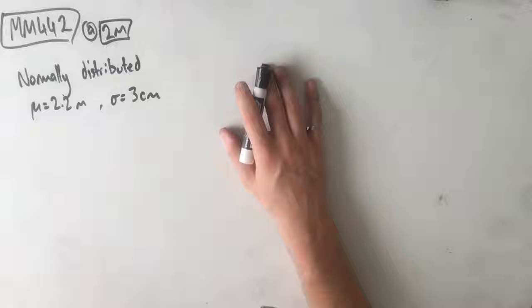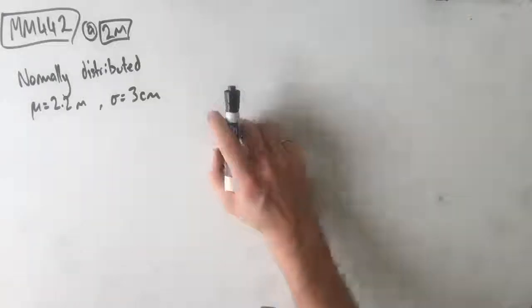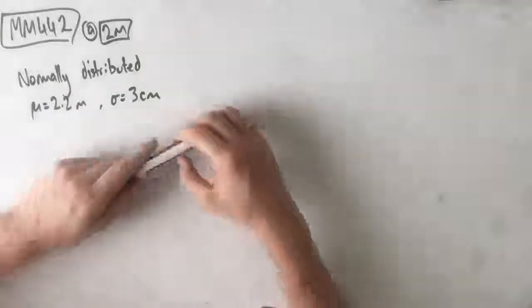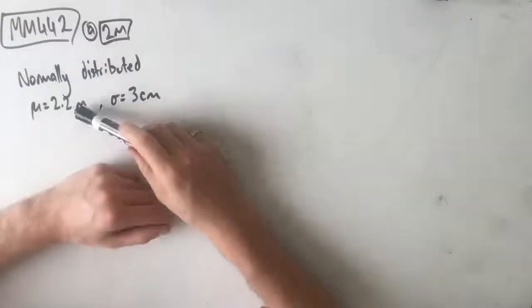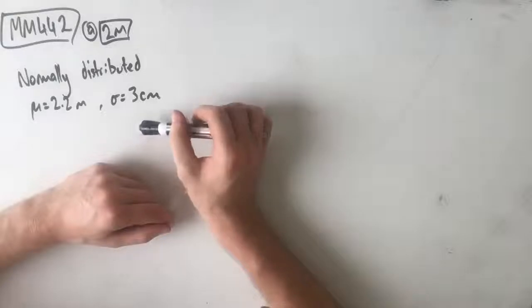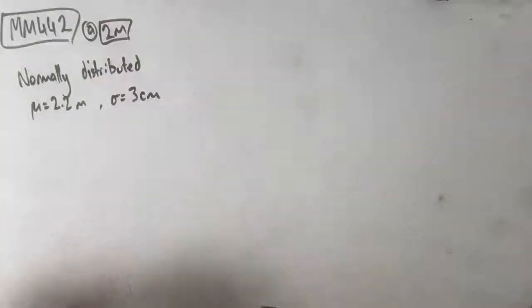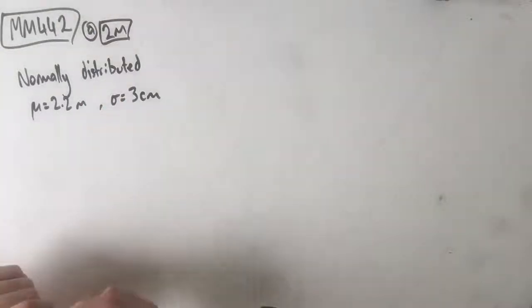So in this question we've got the metal company, very original name. MC produces metal poles used in scaffolding for construction companies. The length of their poles are normally distributed with mean 2.2 meters and standard deviation of 3 centimeters. A pole is considered long if it has a length of 2.24 meters or more.